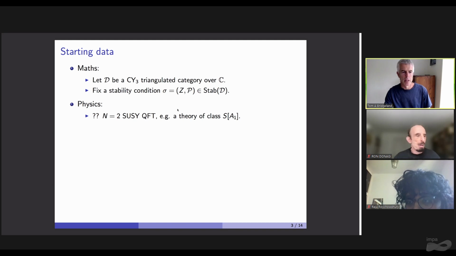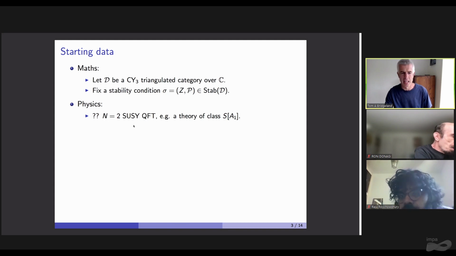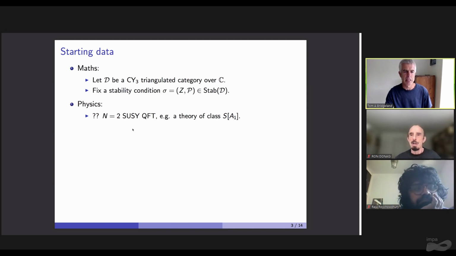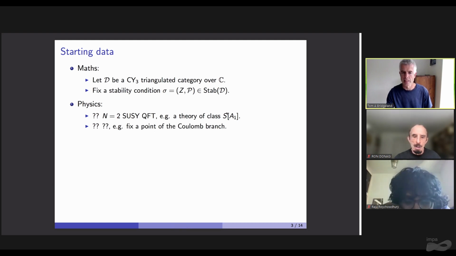One of the things you could be studying is a theory of class S, or more generally, some class of supersymmetric quantum field theories with N=2 supersymmetry. And what does fixing this stability condition correspond to? Again, I don't really know. For example, in theories of class S, this data corresponds to fixing a point of the Coulomb branch. Okay. And then once we've done this, what data do we get out?